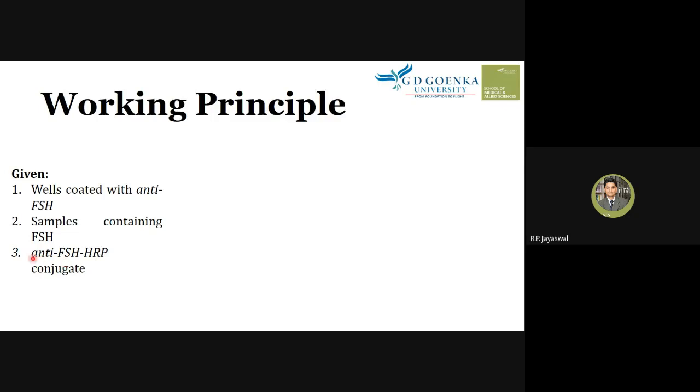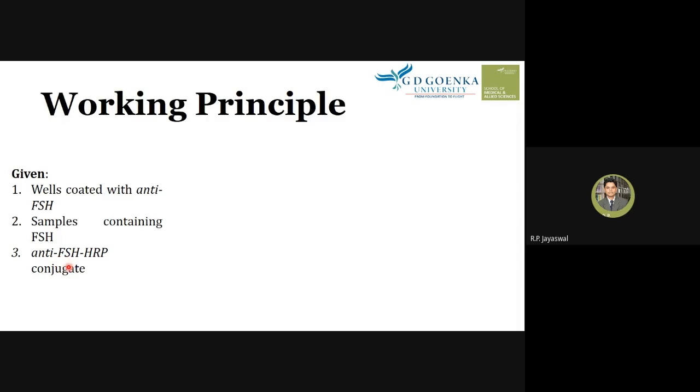So we have two antibodies. One is coated on the wells, and another is labeled with the enzyme. And this is the sample where we need to determine the level of FSH. This is the method we studied today, the sandwich ELISA, where the FSH in the sample is sandwiched between the coated antibodies and the conjugate antibodies.